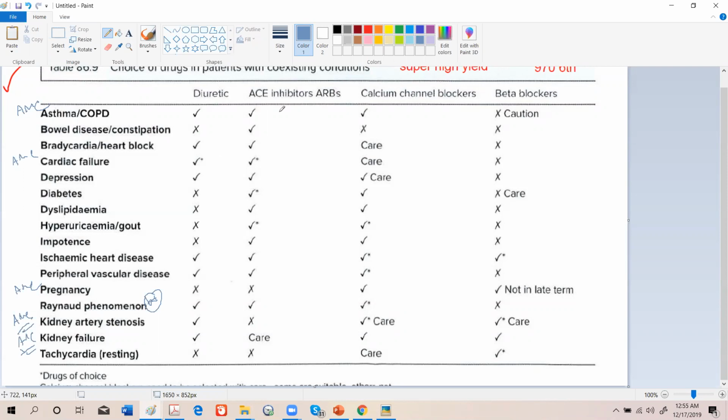I'm sure all of you know that beta blockers are to be avoided in case of asthma. Beta blockers we probably also don't like to use in diabetes. So these are the conditions you need to remember. Now, what is the drug of choice if it's asthma? You can go for diuretics or calcium channel blockers especially. So these are some of the drugs of choice depending on other comorbid conditions.